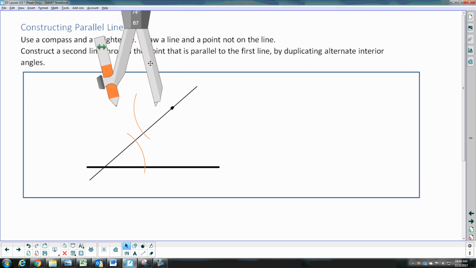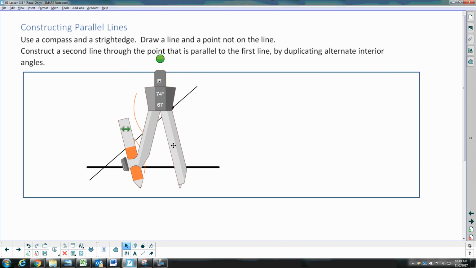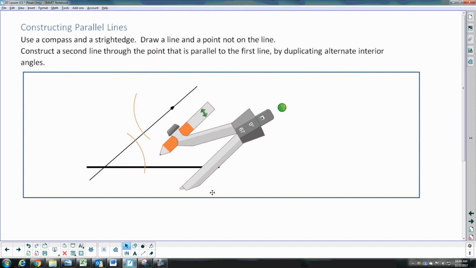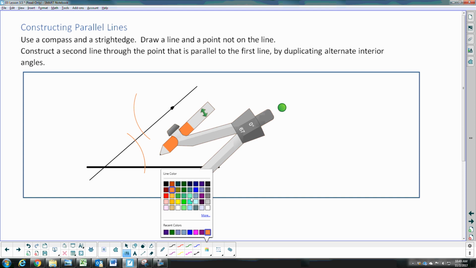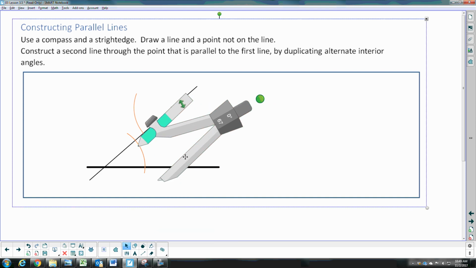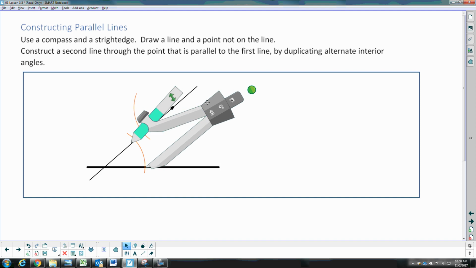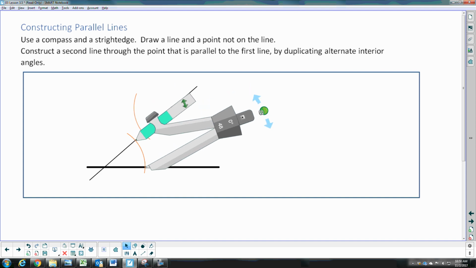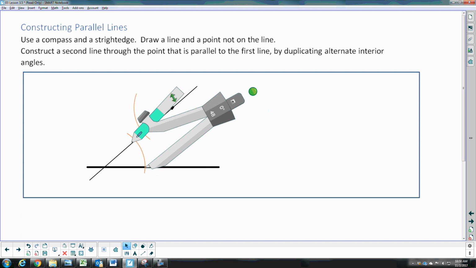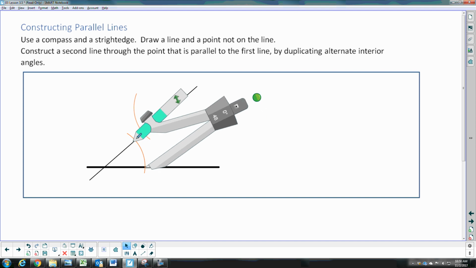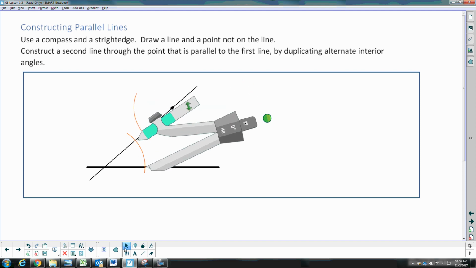Okay, so just like you duplicated the angle, start by drawing an arc. And then the second step is to measure how big that arc is. So I'm going to put my center where my arc intersects with my line. And I'm going to measure just exactly how big this arc is. Okay, so here's exactly how big that arc is.